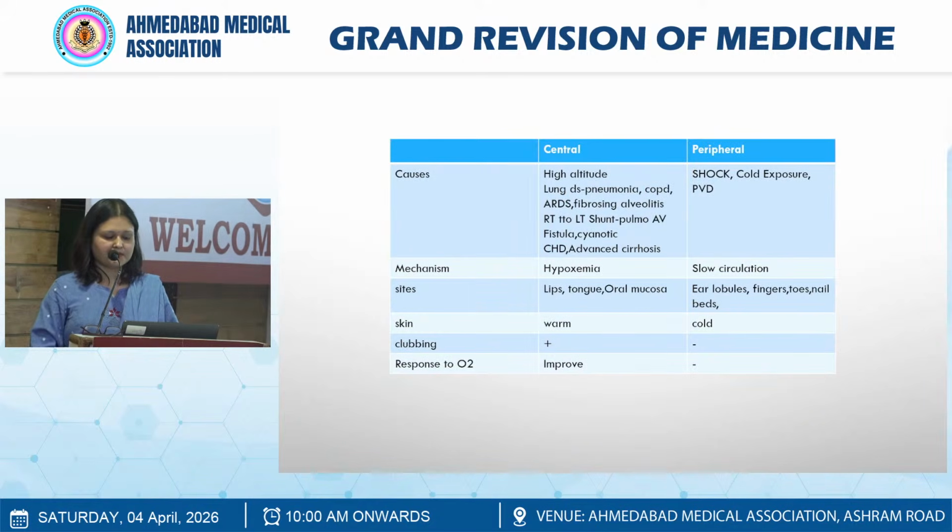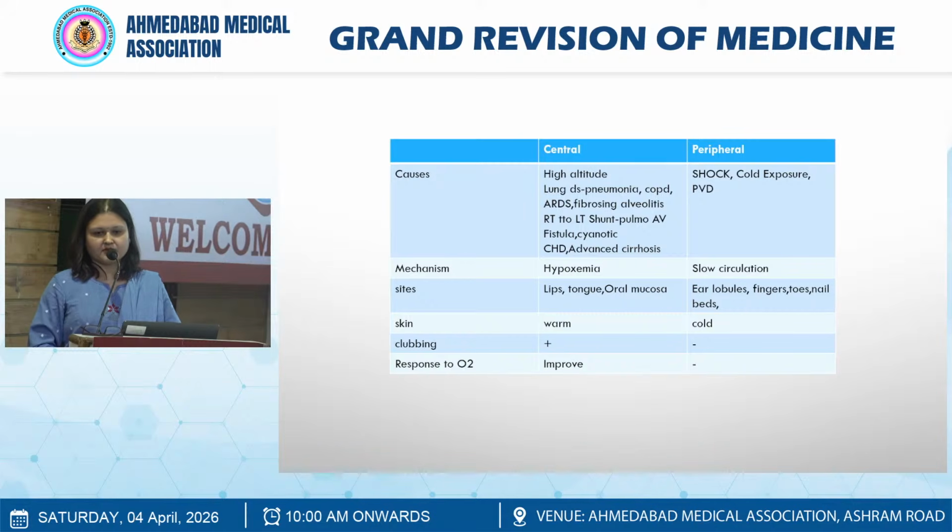Now let's see the difference between central and peripheral cyanosis. Central cyanosis is seen in high altitude, lung disease like pneumonia, COPD, ARDS, fibrosing alveolitis, right to left shunt, especially in pulmonary AV fistula, cyanotic congenital heart disease, advanced cirrhosis. Peripheral is seen in shock, any form of shock, cardiogenic shock, septic shock, because it leads to hypoperfusion of tissue. Cold exposure, frostbite, and peripheral vascular disease. Mechanism in central cyanosis is hypoxemia, and in peripheral it is because of slow circulation.